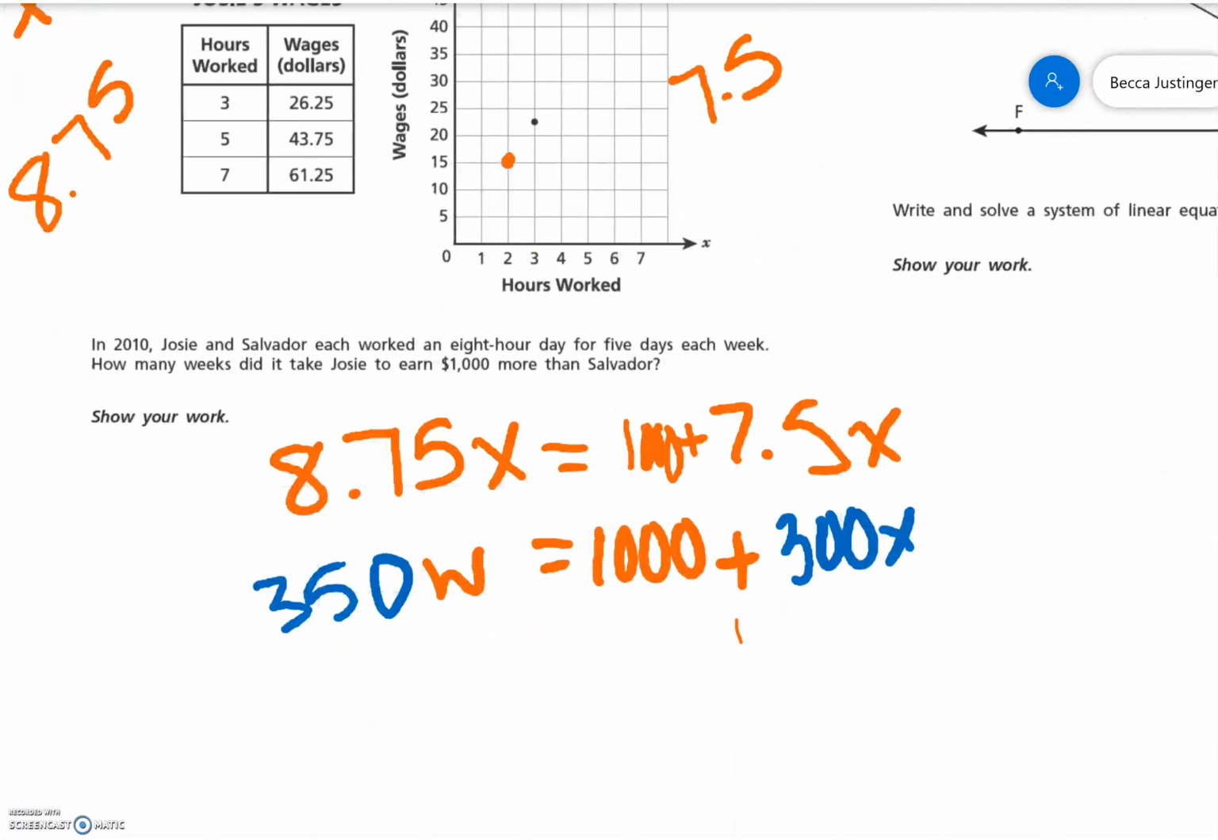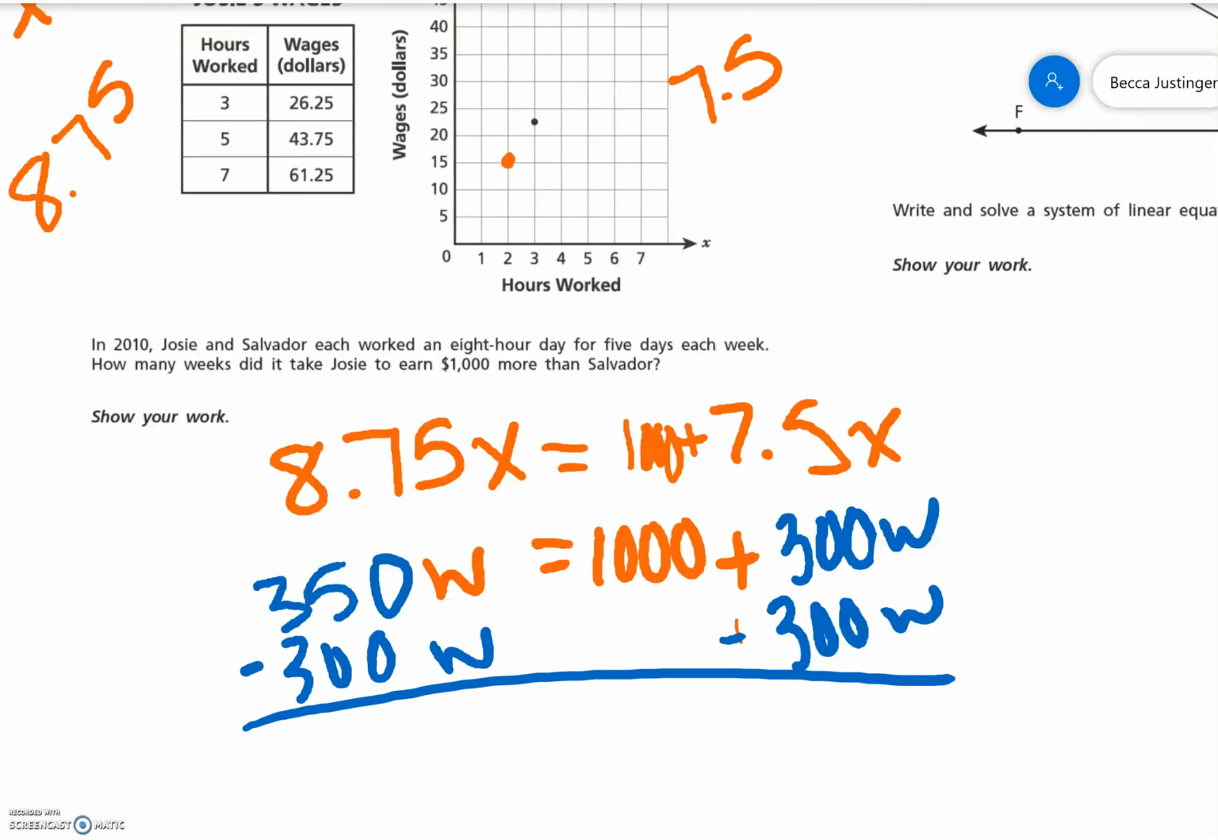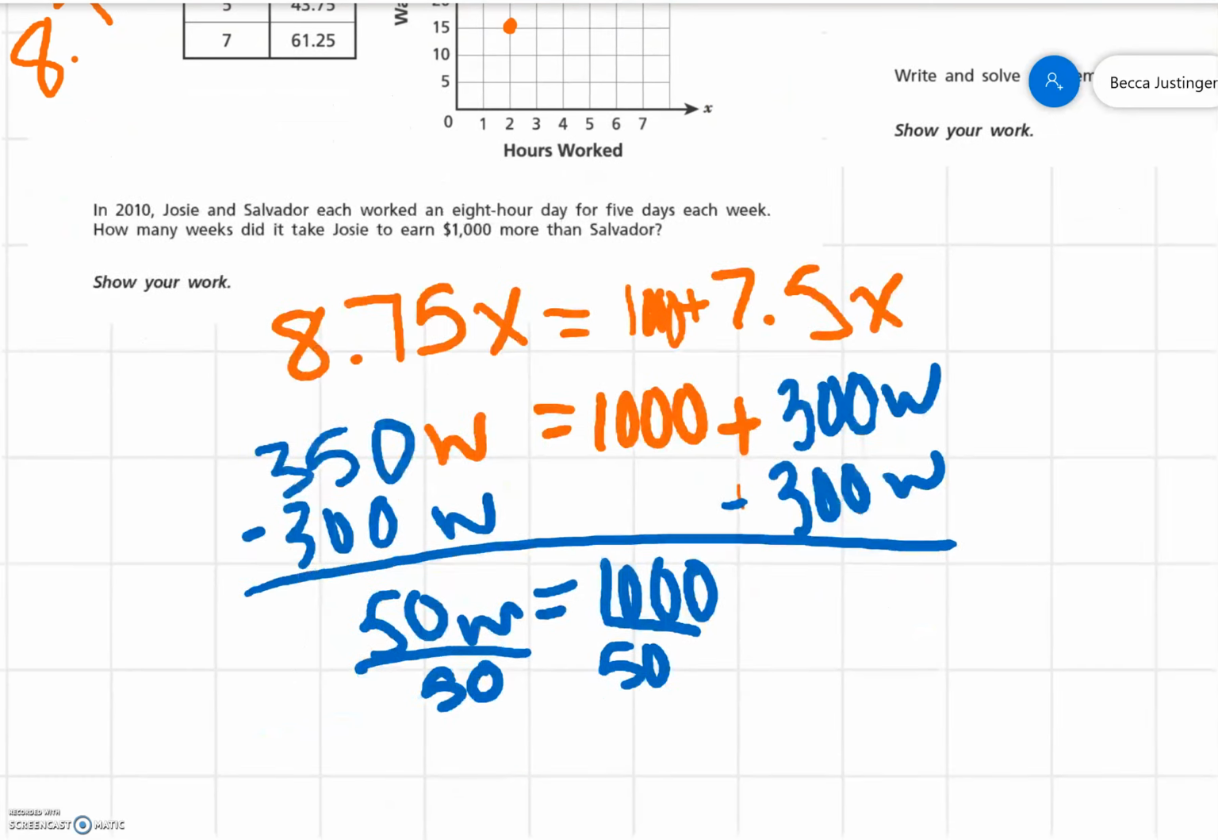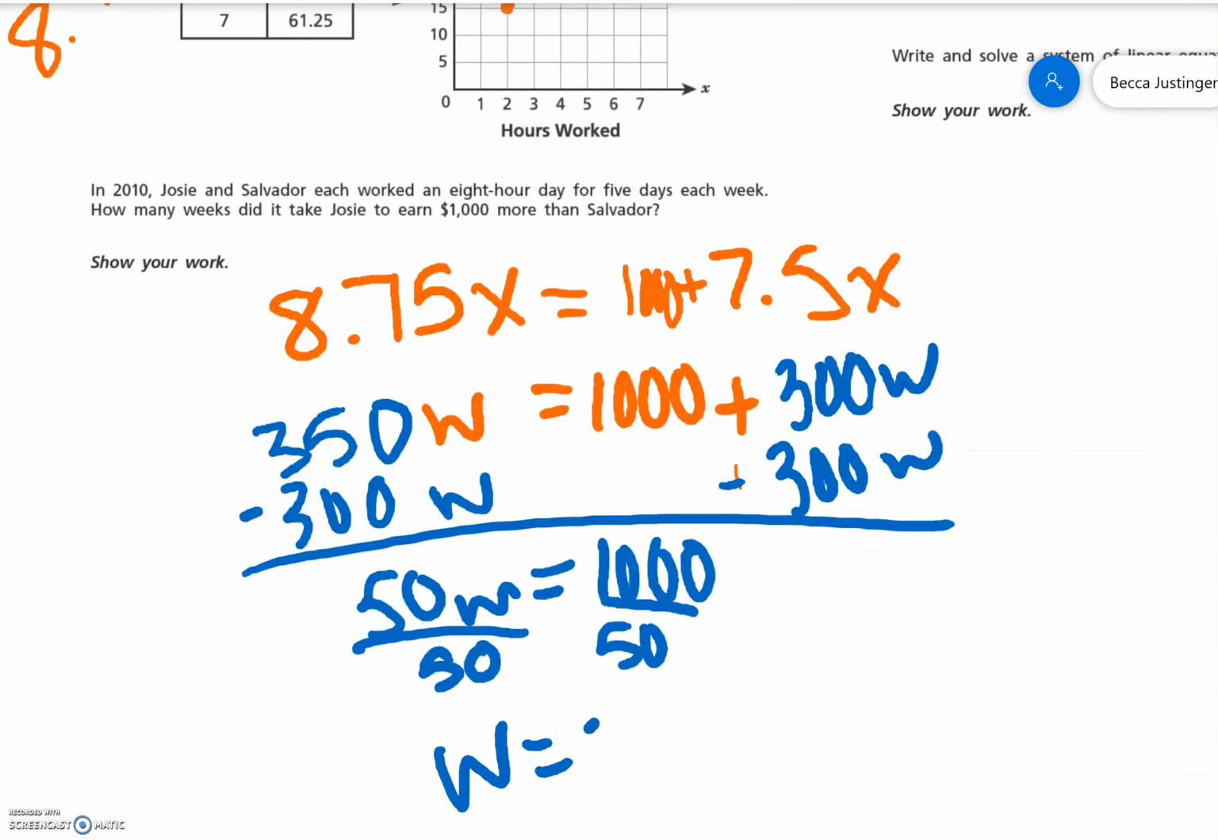Oh, and W, not X. So now I want to solve for W. So I'm going to subtract 300W from both sides. And this gives me 50W equals 1,000. Divide both sides by 50. And we get W equals 20. So it'd take her 20 weeks to make $1,000 more than Salvador.